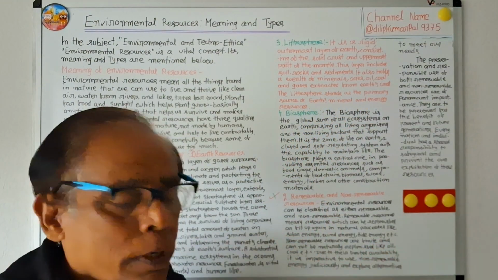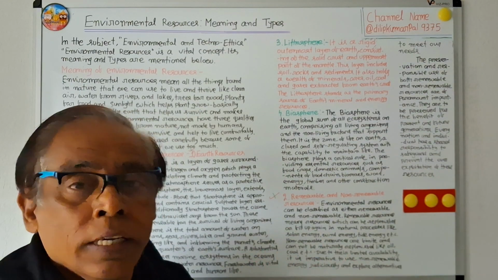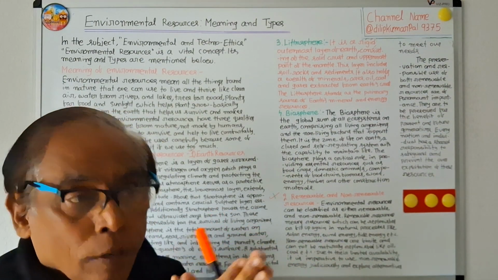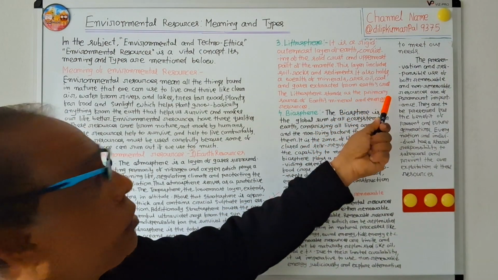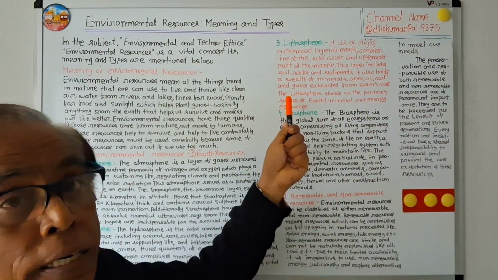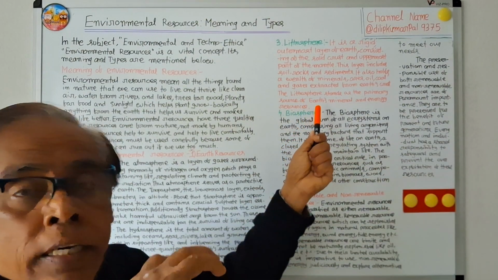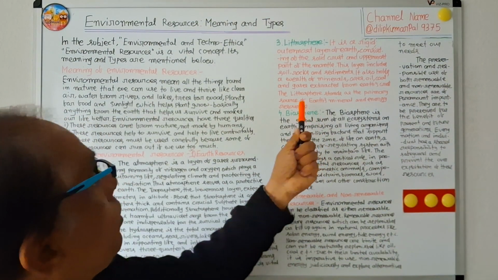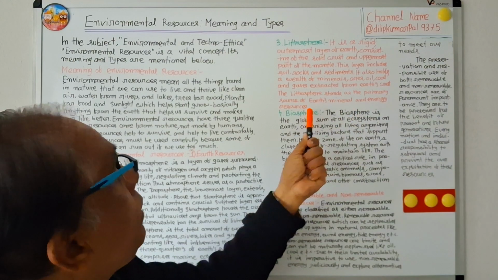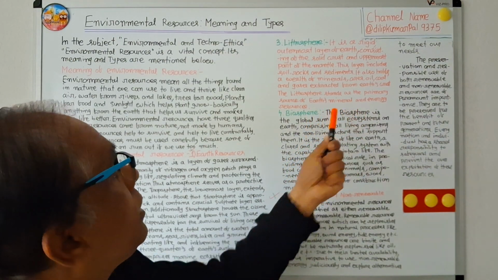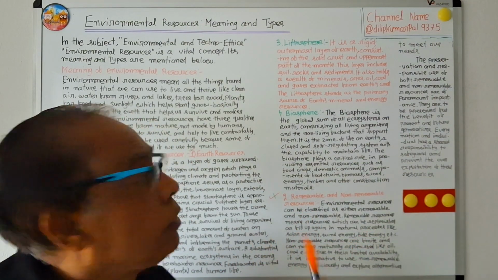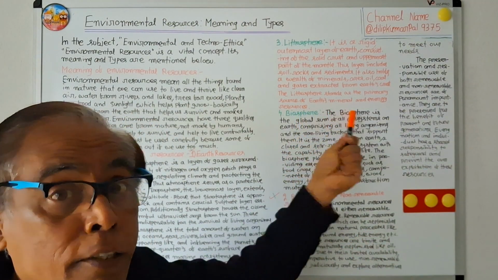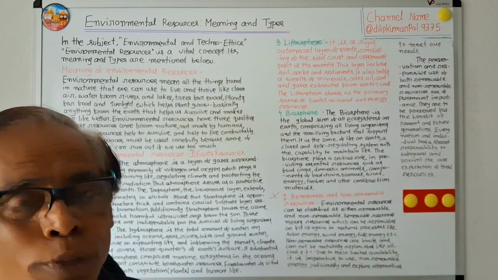In the lithosphere, many minerals, including coal, different types of ores, oil, and gases are found, which are extracted for human use. The lithosphere stands as the primary source of Earth's mineral and energy resources.